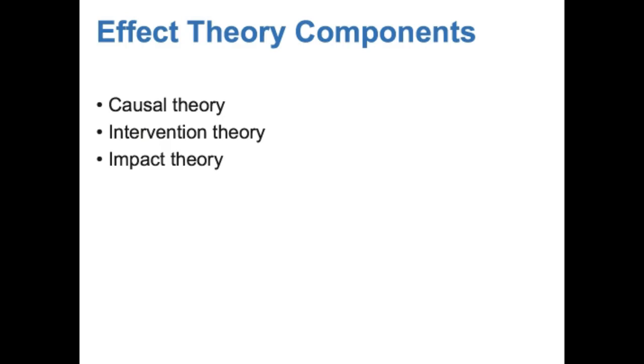These theories are often implicitly stated or known by program staff, but it's helpful to outline them explicitly, which can enable staff or planners to further refine the program. These three theories and the informal hypotheses make up the effect theory.